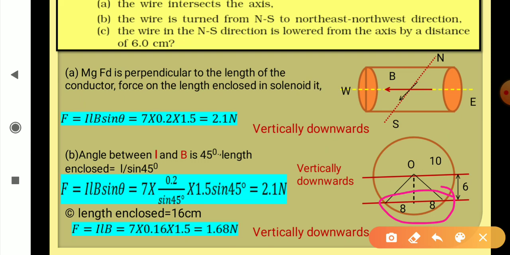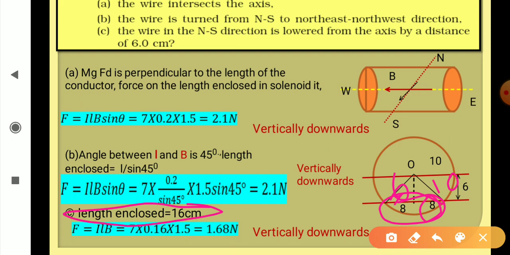Okay, so you can see that the radius, this radius is 10 centimeter. This vertical height is 6, and using your Pythagoras theorem, this smaller one will come out to be 8 centimeter. So the total distance, your total length enclosed will be 16 centimeter. So it is the same relation, but in place of L, we will use 16 centimeter. So here the length enclosed is 16 centimeter.